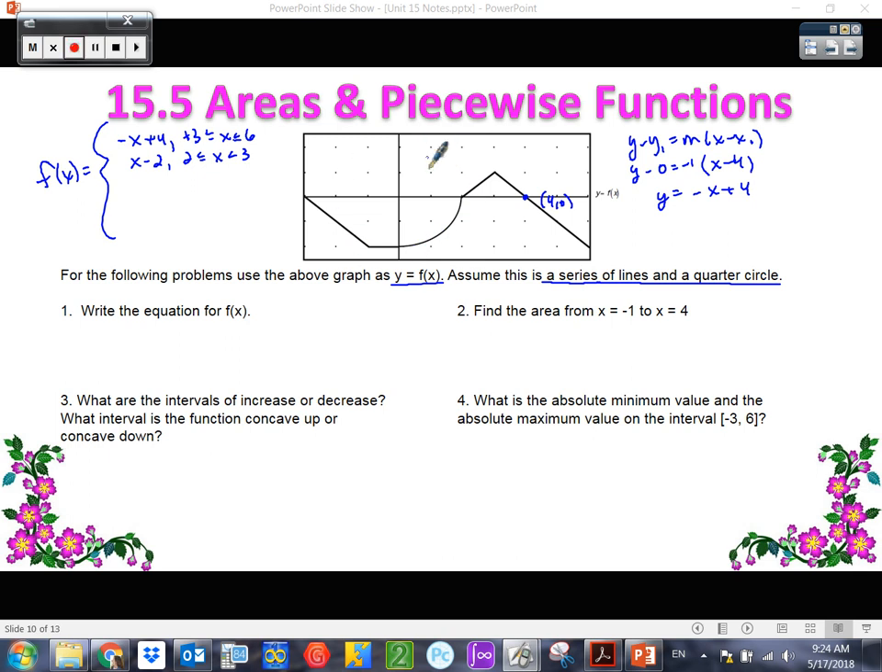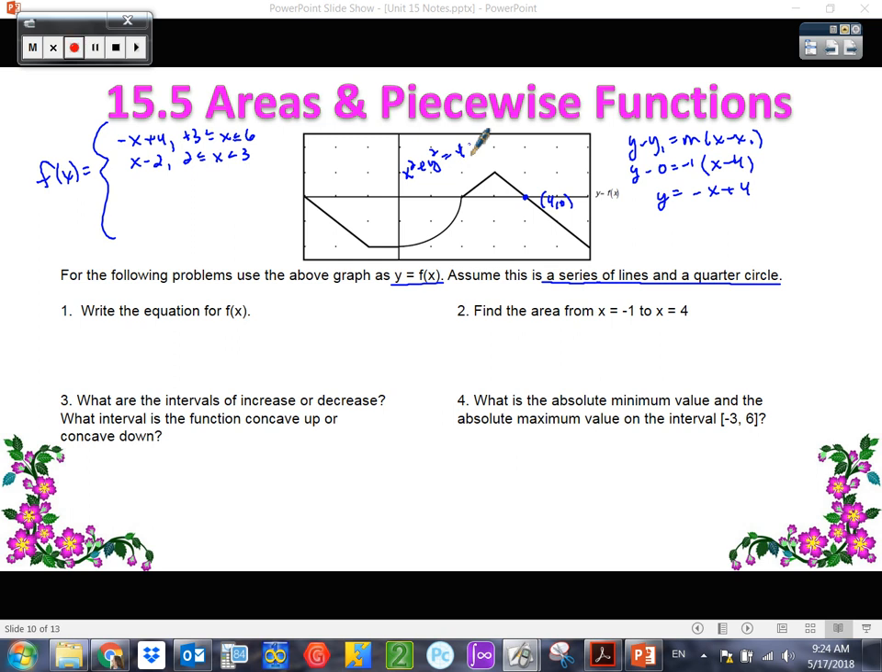My center of the circle would be at 0, 0. So that is an x squared plus y squared thing, right, with the center at 0, 0. My radius is 2. So x squared plus y squared equals r squared, right? So 2 squared would be 4. Now that would give me my equation.